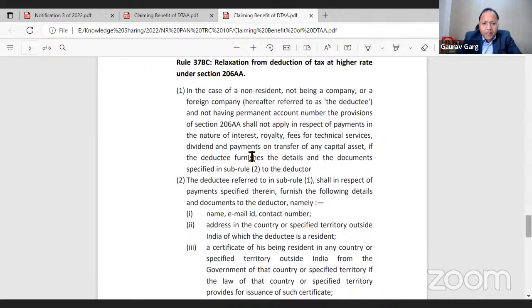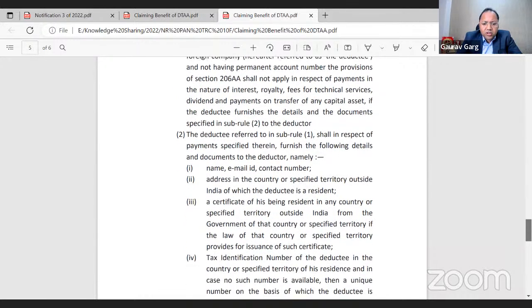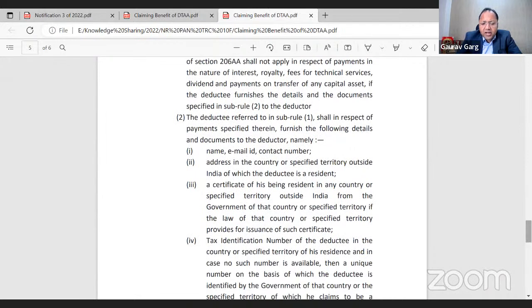37BC, if you read, talks about the case of a non-resident where these types of transactions are there: interest, royalty, FTS, dividend, payments on transfer of capital asset. The assessee must give these kinds of documents, as in para 2, to the deductee. And the information or details which need to be given to the deductee, or which need to be collected by the one who is making the payment, the deductor, are name, email ID, contact number, address in the country or specified territory outside India, a certificate of his being resident in any country, that is TRC, and tax identification number.